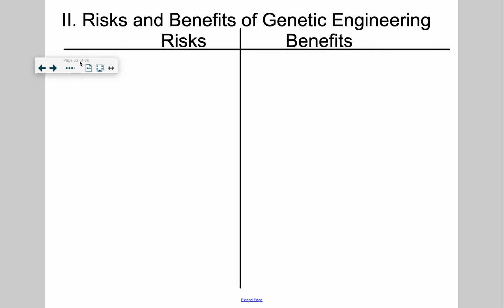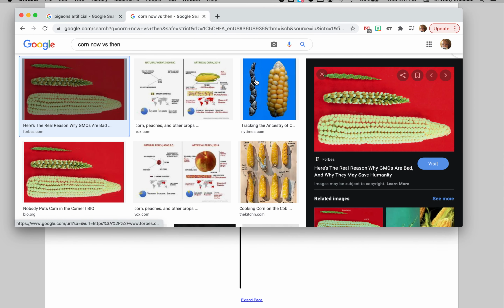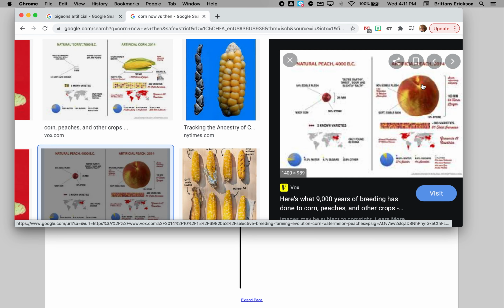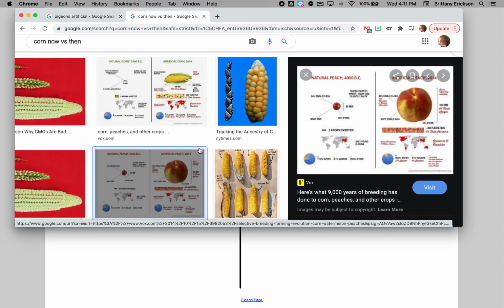But now we have to also look at the risks and benefits of it, okay? Not just with crops, but overall in general, because we can do this with salmon. There's genetically modified salmon, so they're bigger. When we harvest them for meat, they're bigger cuts. We do this with chickens. We do this with peaches. Here, let me go back here. This was a natural peach, 4000 BC. It's pretty small, okay? But this is the artificial peach 2014. It's completely different. We've done this with so many different species of crops.